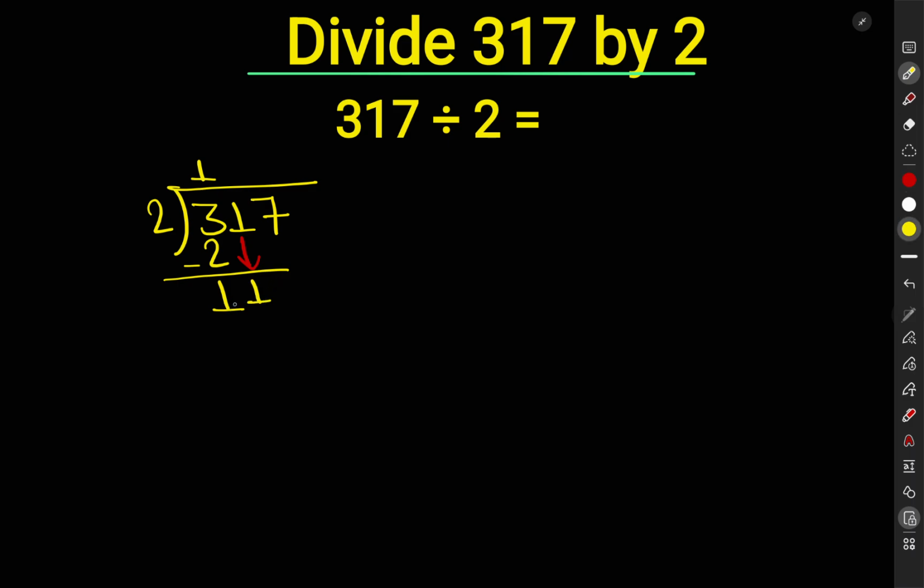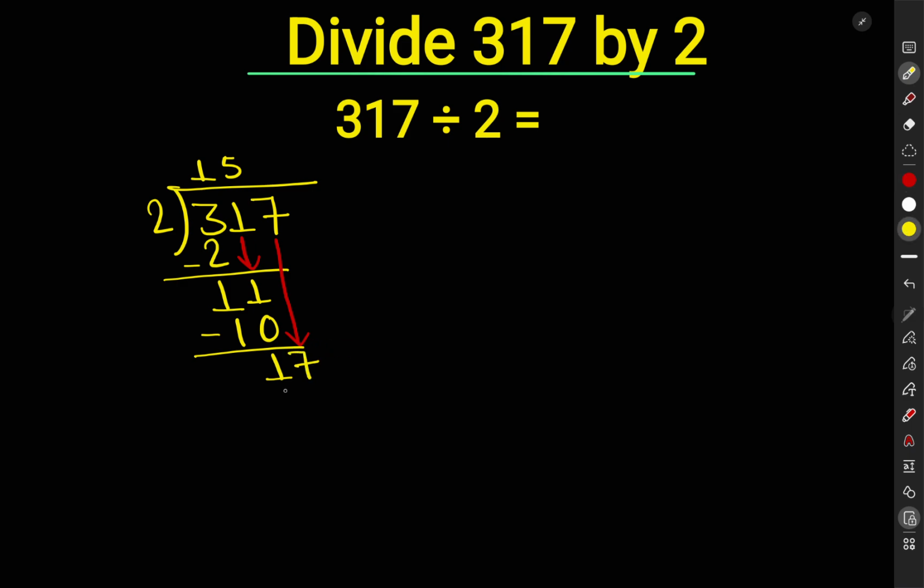So now it became 11 and 2 times 5 means 10. On subtracting we get 1. So again this 1 is less than 2, so we put down the number beside this 7.